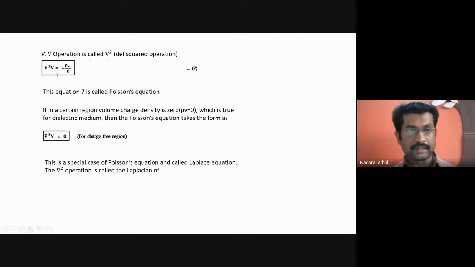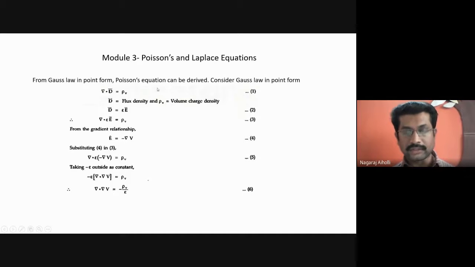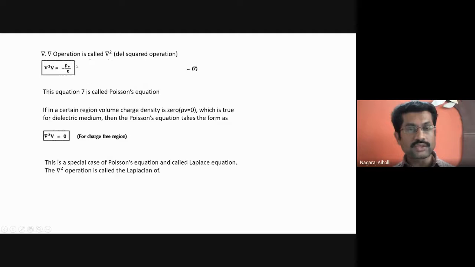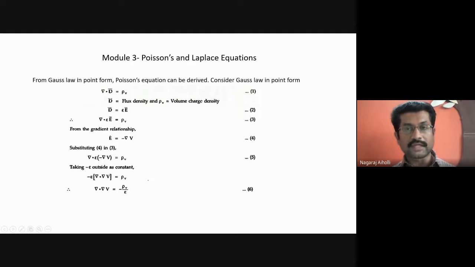Now, instead of asking directly, another way of asking the question in examination is they will give you this equation. Derive the equation del square V is equal to minus rho V by epsilon starting from the Gauss law in point form. So first you will have to identify which equation it is. Del square V is equal to minus rho V by epsilon is the Poisson's equation, right? After identifying, you have to start from the Gauss law in point form, del dot D bar is equal to rho V. Then go step by step. Okay, so that is how they can ask.